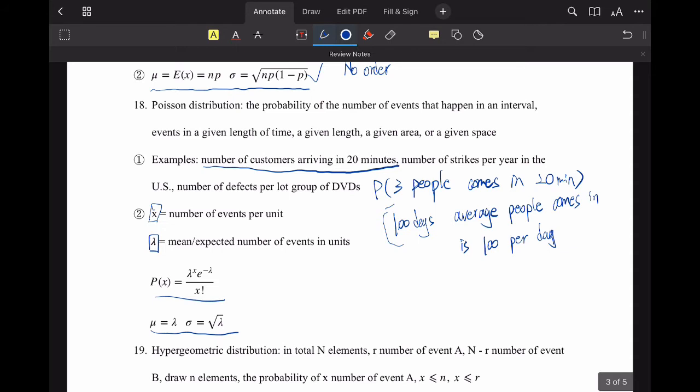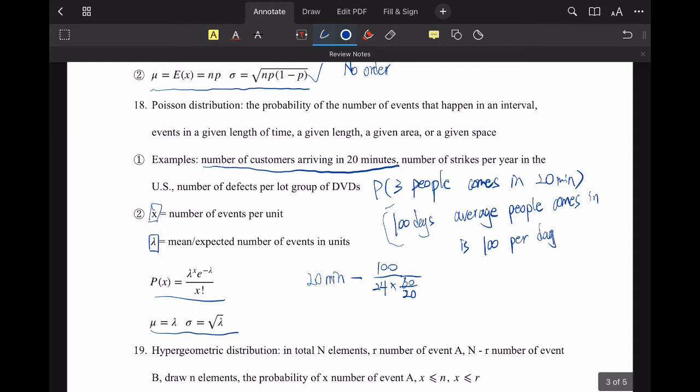We have an observation in the past 100 days. And now for the 101st day, our expectation is that in 20 minutes, there'll be how many people coming? There'll be 100 divided by 24 and divided by 60 over 20.